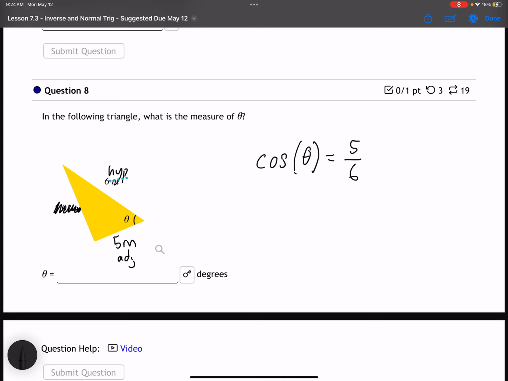Once the equation is set up, we just take the inverse cosine of both sides. That removes the theta from this side and gives us an inverse cosine on that side. And that's our answer, the inverse cosine of 5 over 6. Put that in a calculator and you get that theta is 33.6 degrees. We can always round this to the nearest tenth of a degree. Should be enough for this type of problem.